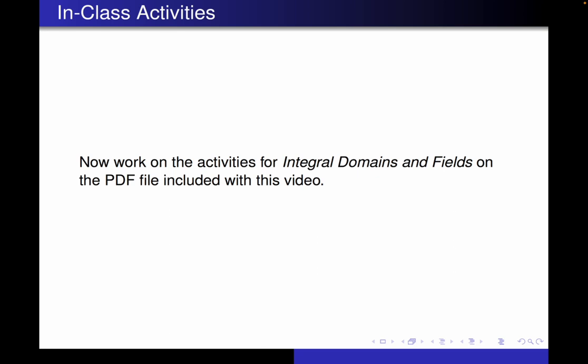So now it's a good idea for you to work on the activities for integral domains and fields. That's on the PDF file included with this video.